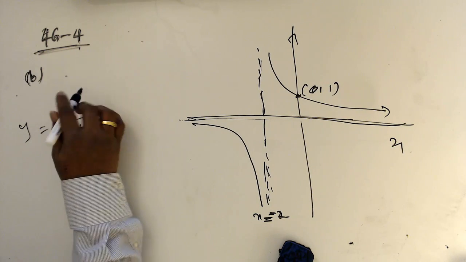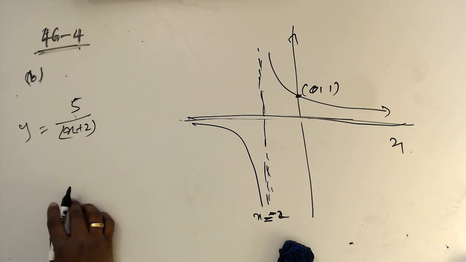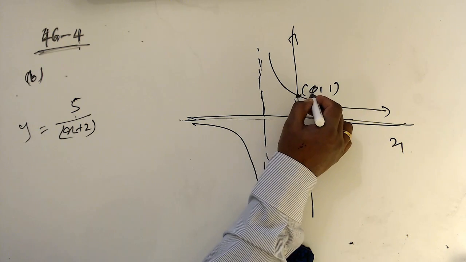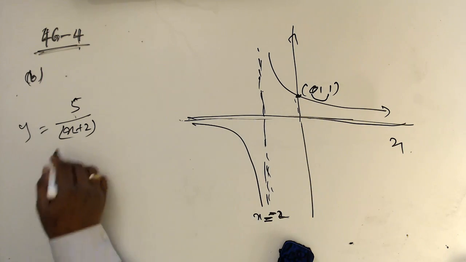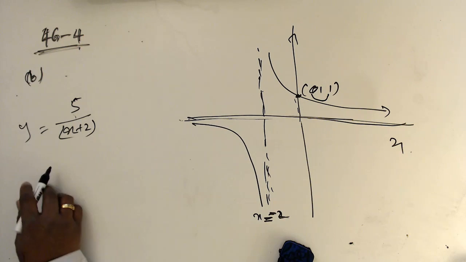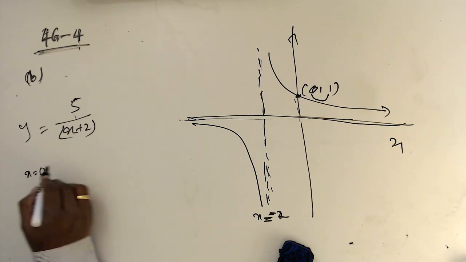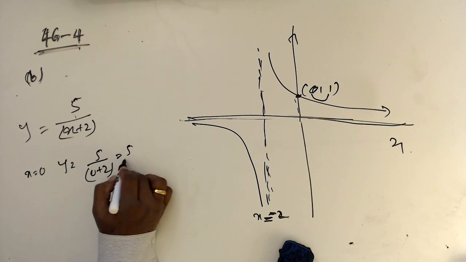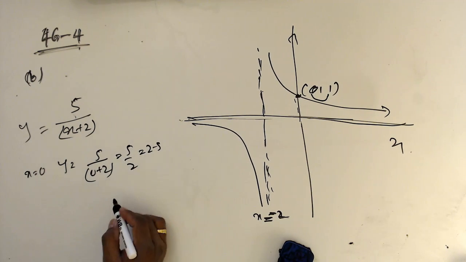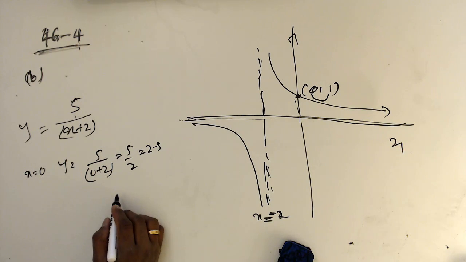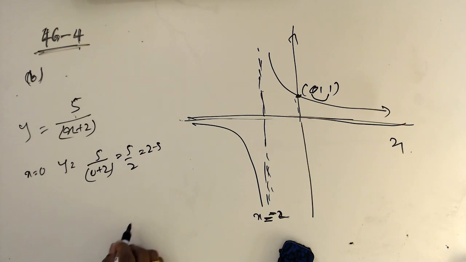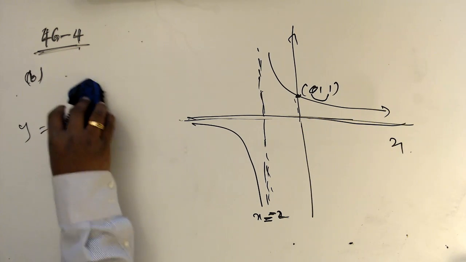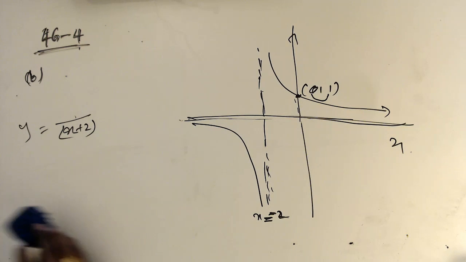I will put 5 here. Now let's see. When x equals 0, I need to get 1. See whether, if it is the right curve, I should get 1. X equals 0, y equals 5 over 0 plus 2, which is 2.5. No. Still my guess is wrong. I should get 1 instead of 2.5. What do you think this is going to be? Which value?